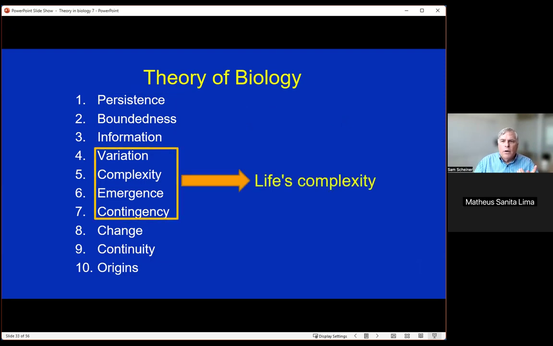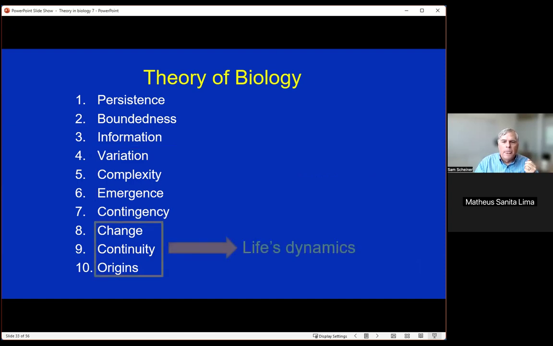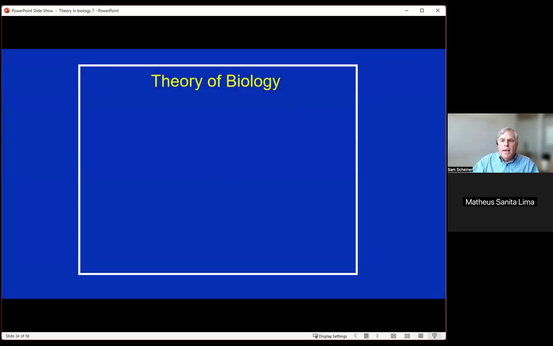Then the next 4 principles, variation, complexity, emergence, and contingency, those are all about life's complexities and how it comes about and the implications for that complexity. And then the final 3, change, continuity, and origins, is about life's dynamics. So there are the 10 principles. And so that's the general theory of biology in a nutshell.